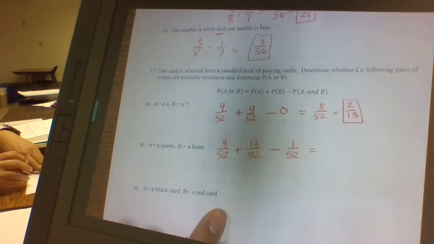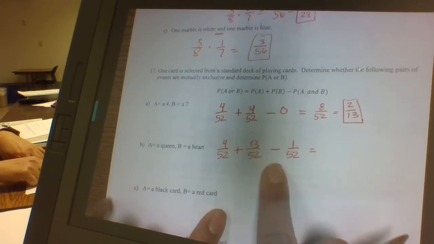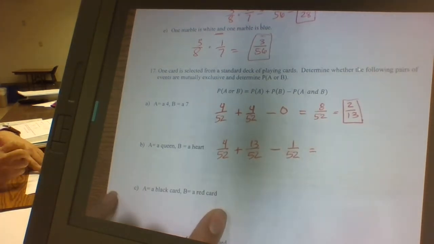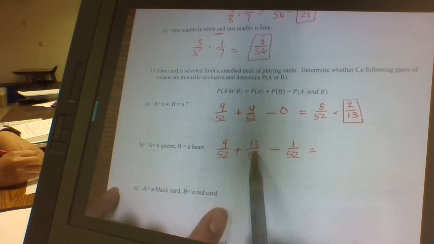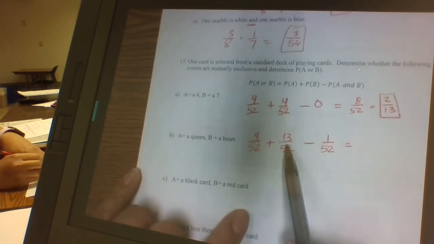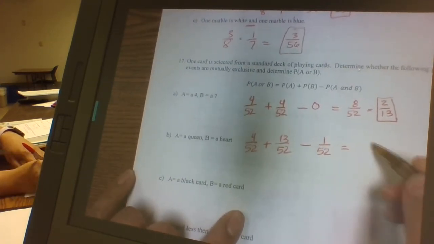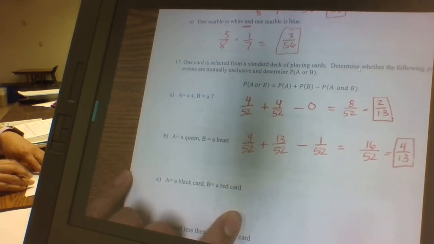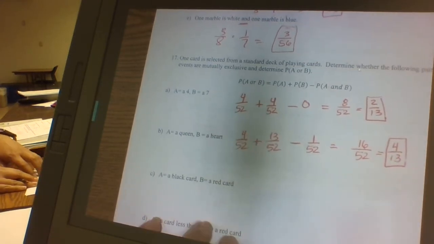Why do we keep minusing? Because that's what the formula says, minus the ones that overlap. So what is 4 plus 13? 17. Minus 1? 16. 16 over 52, which reduces to 4 over 13. Are we okay with that?